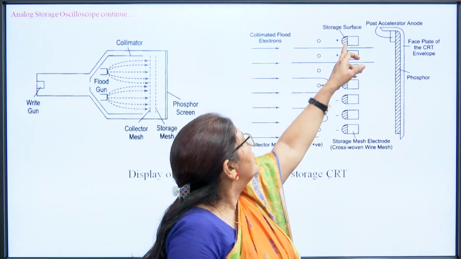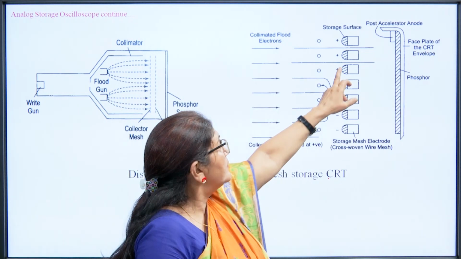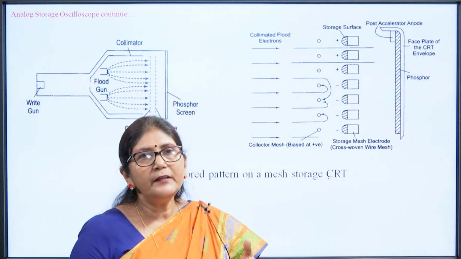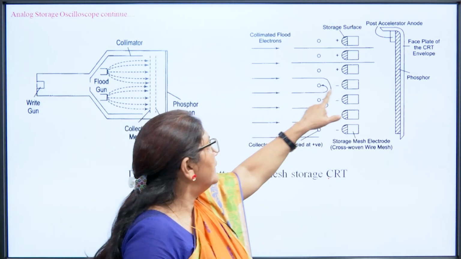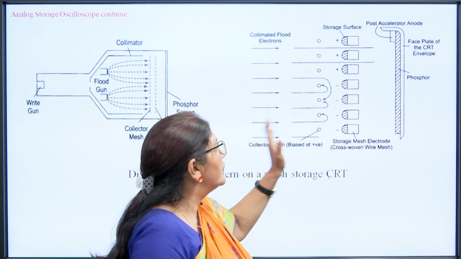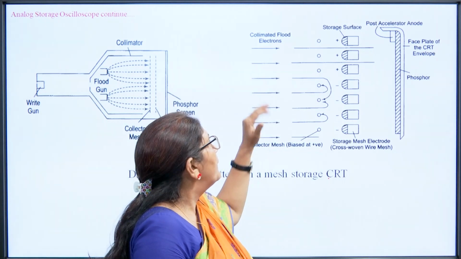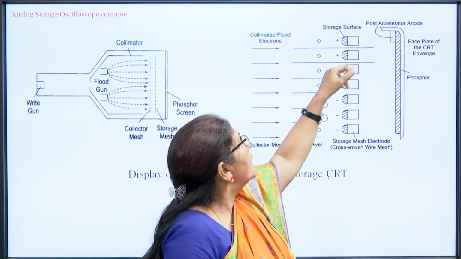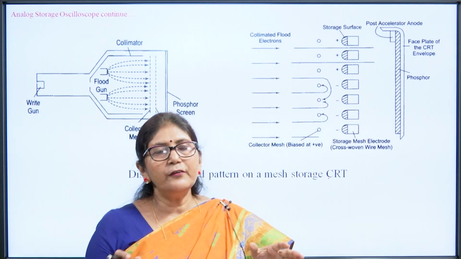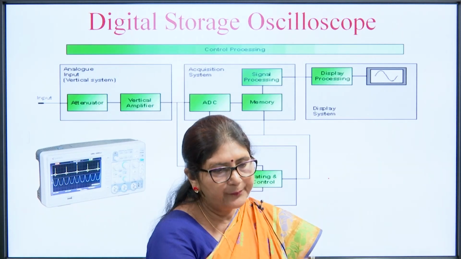So, we see that these are the positive charged surfaces. They will attract the electrons, because electrons are negatively charged particles, but where there are negative charges, they will reflect the electrons. The reflected electrons are collected by the collector mesh, but the electrons that pass through the storage surface will impinge on the phosphor surface, and it will be displayed on the CRT screen.